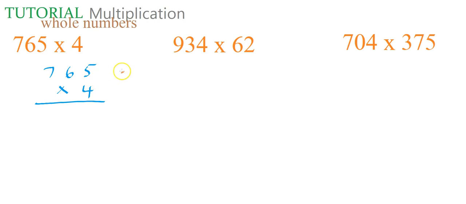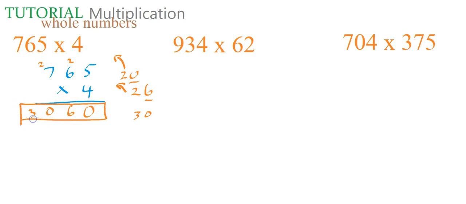So 4 times 5, well, that's 20, right? So the 0 comes here and the 2 gets carried to the next place value. 4 times 6 is 24, plus 2 is 26. So the 6 we keep and the 2 goes over to the next place value. 4 times 7 is 28, plus 2 is 30. We actually write it down because there are no more numbers to multiply. And so this becomes our final answer.